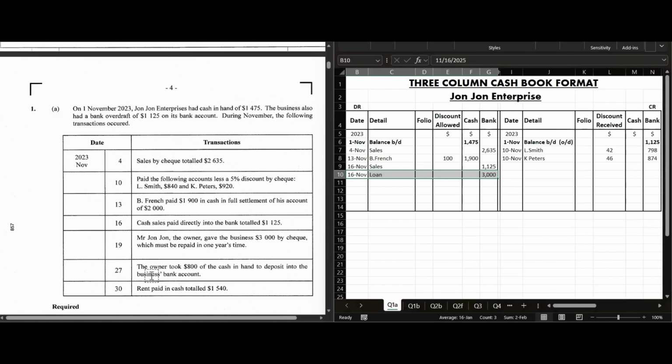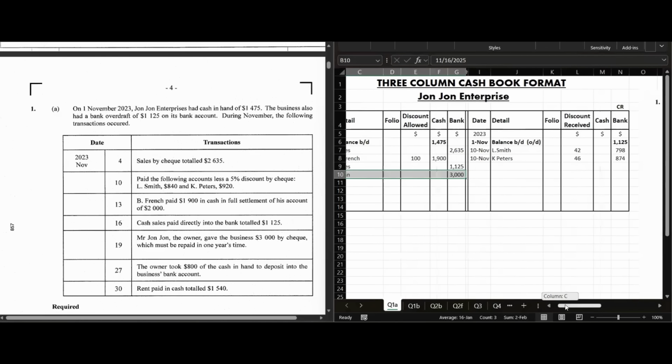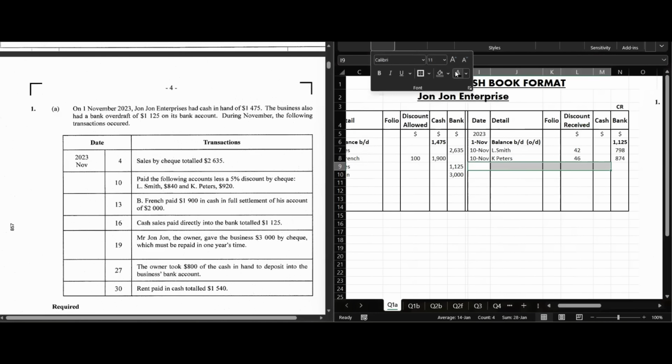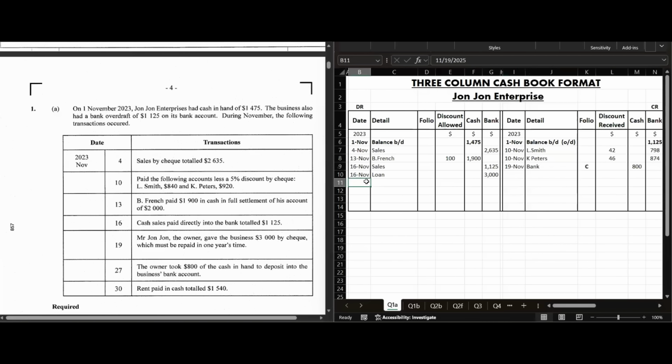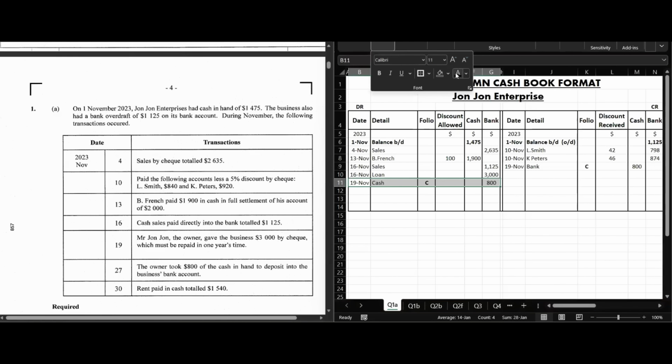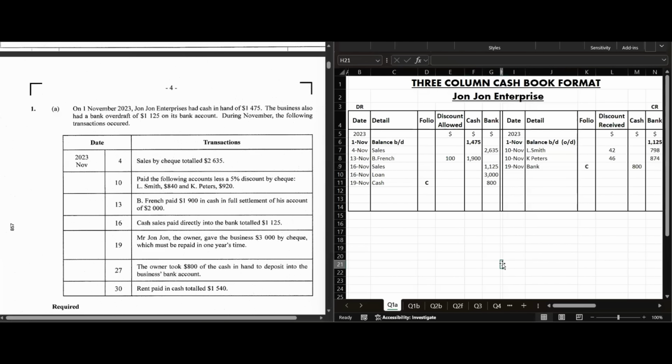On the 27th, the owner took $800 of the cash in hand to deposit into the business bank account. So money came out of the cash account and went directly into the business's bank account. Let's do that, guys. This is in fact a contra entry where you have the same transaction affecting the debit side and the credit side of your cash book. The letter C will go in your folio column to indicate contra.